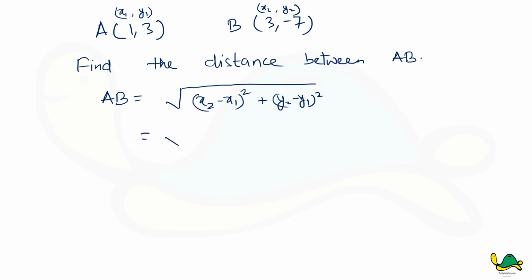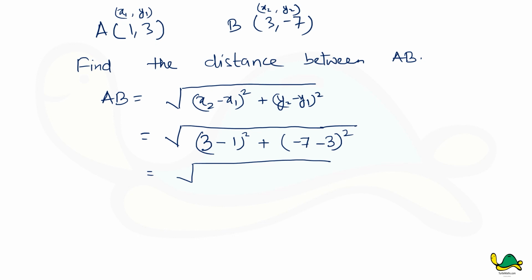So here we have got a square root. So x2, which is 3, minus x1, which is 1, whole square, plus y2, which is negative 7, minus y1. So y1 is 3 and negative of 3 is negative 3 whole square. Let's see what it is. We have got 2 square plus, here we have negative 10 whole square.